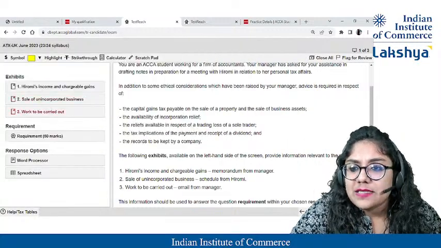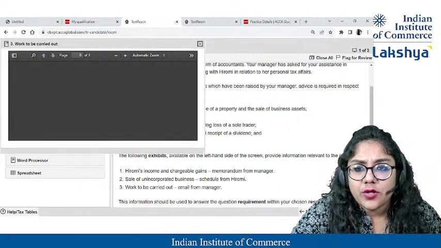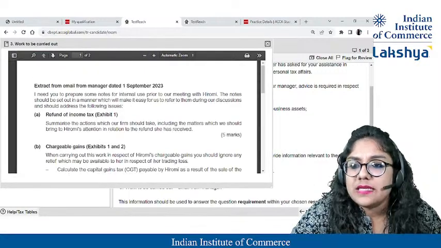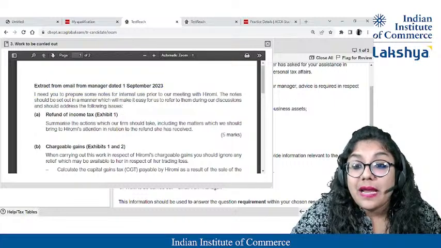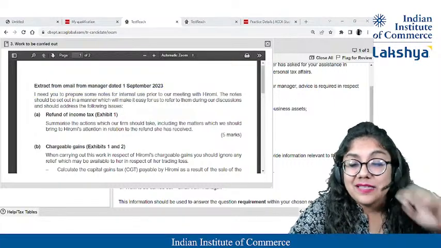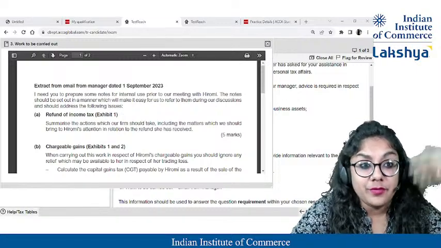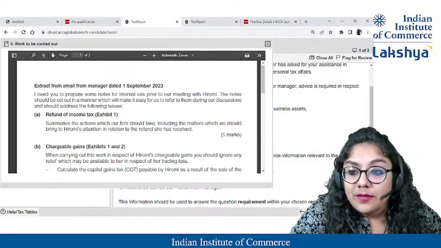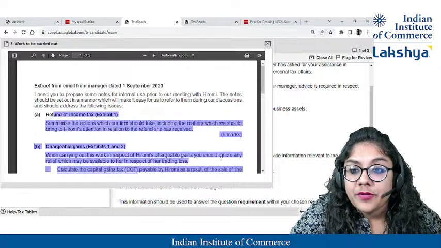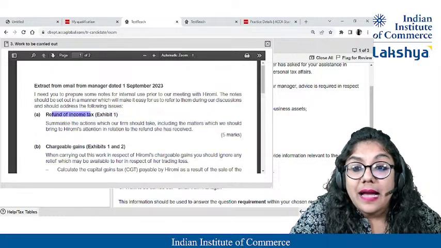Last but not the least, the third also we'll read, and yeah, we can work on it. So in the third exhibit, they have told something about the manager. And if you remember, in the third they have told the split of marks. So what are the things which I have to write to my manager? Over here, refund of income tax I have to write. For that refund of income tax, I have to read exhibit 1, which is worth 5 marks.